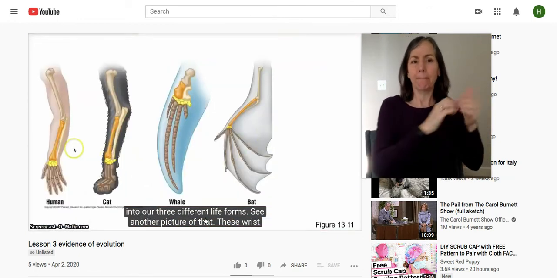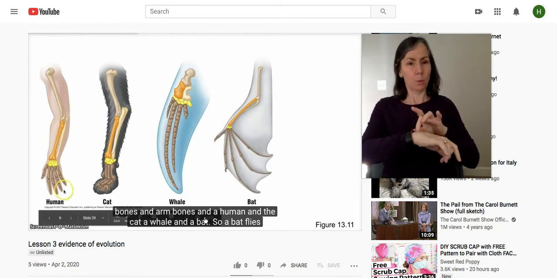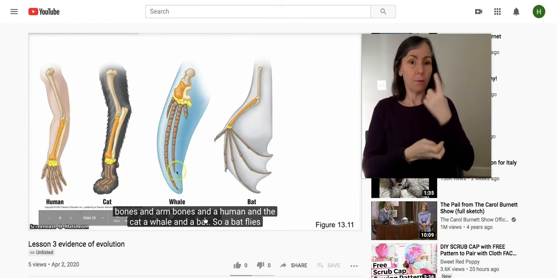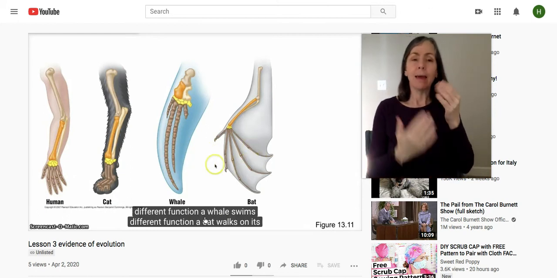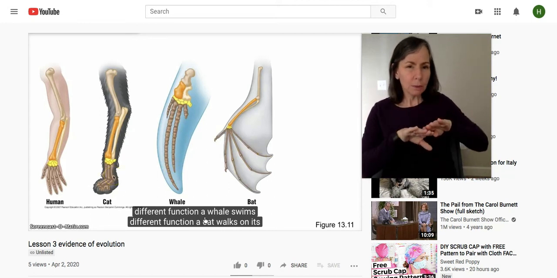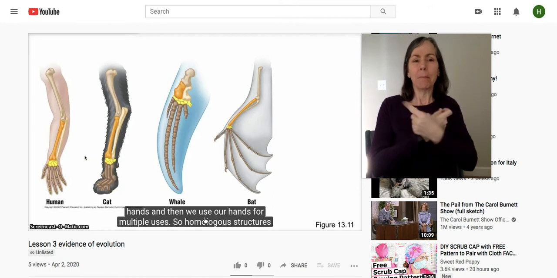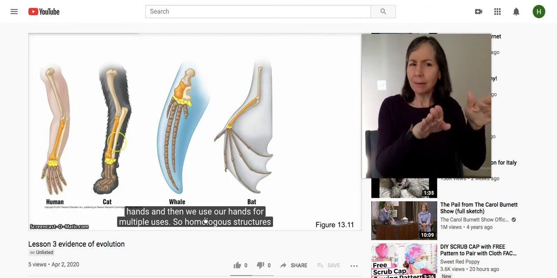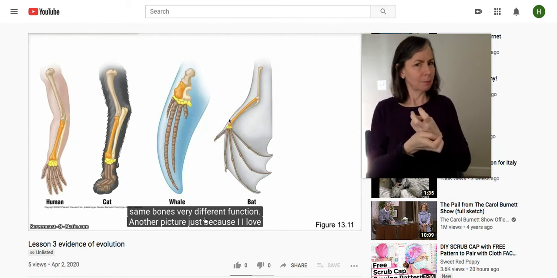Another picture of that, these wrist bones and arm bones in a human and a cat, a whale and a bat. So a bat flies, different function, a whale swims, different function, a cat walks on its hands, and then we use our hands for multiple uses. So homologous structure, same bones, very different function.